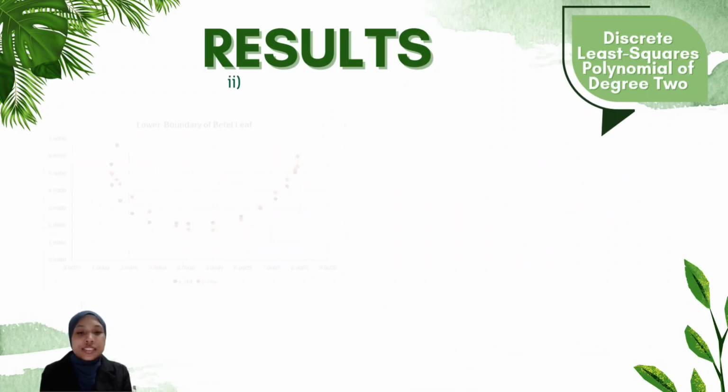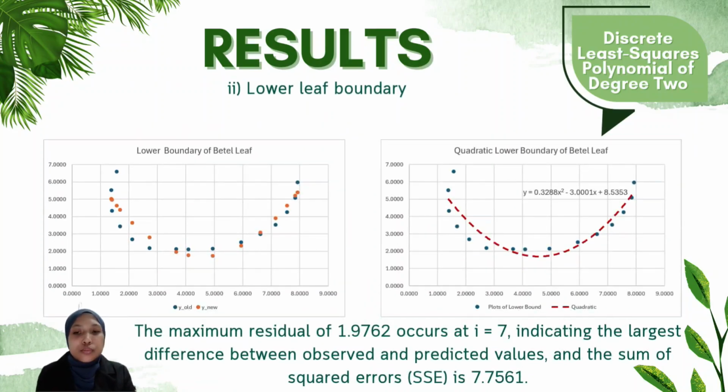Now we look at the lower leaf boundary for the polynomial of degree 2. As you can see, it almost closely fits the curve of the points of the leaf. The maximum residual of 1.9762 occurs at i equal to 7, indicating the largest difference between the observed and predicted value, and the SSE is 7.7561, notably smaller than the upper boundary SSE, reflecting that the quadratic line fits the lower boundary more closely. Most predicted points align well with the observed data, showing minimal deviation across the boundary. Overall, the quadratic line captures the general curvature of the leaf boundary more accurately than the linear line before, though minor deviations remain at the peak and the edges.